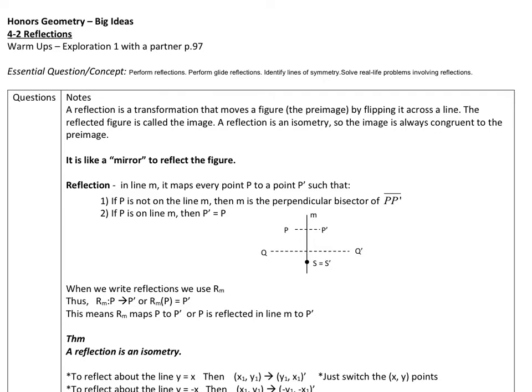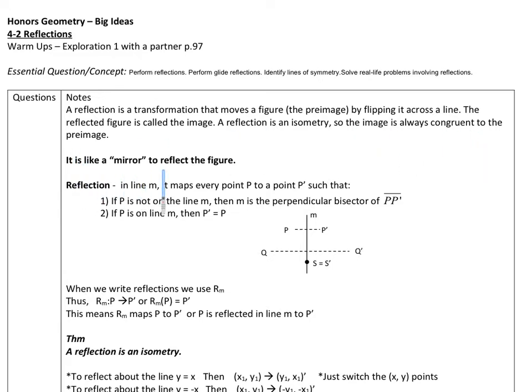Let's take a look here at what we have about a reflection. A reflection is a transformation that moves a figure, the pre-image, by flipping it across a line. So we're going to flip across a line of some sort, and that will be our reflection. The reflected figure is called the image. A reflection is an isometry. Why is it an isometry? Because it's not changing the size or the shape of it, it's only moving it somehow. So the image is always congruent to the pre-image.